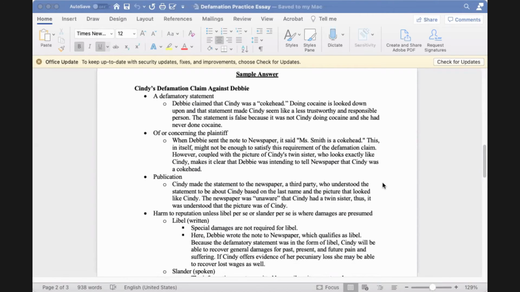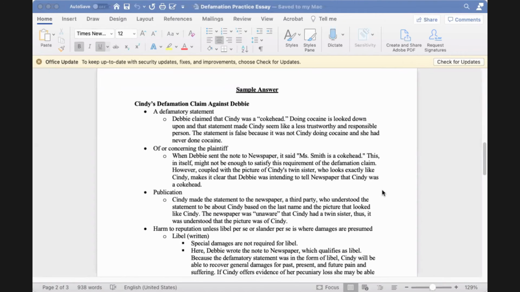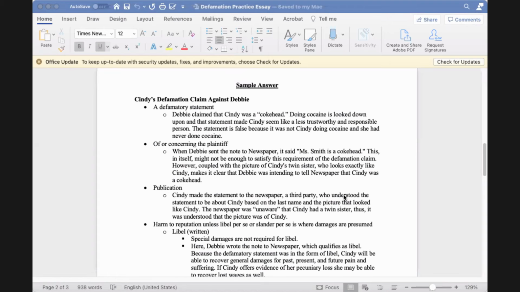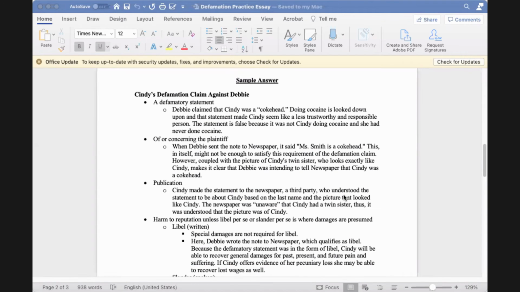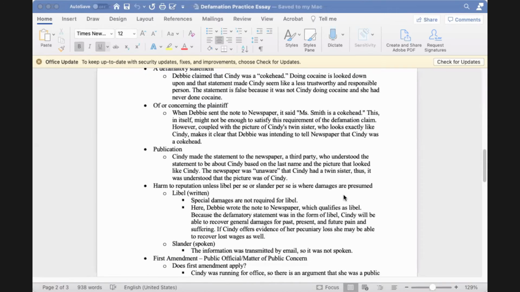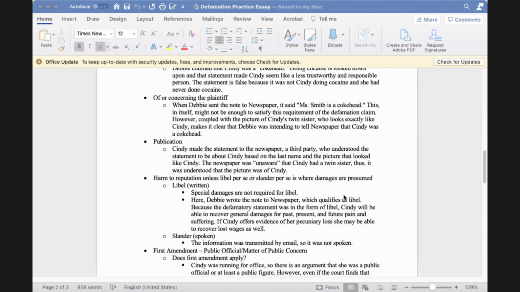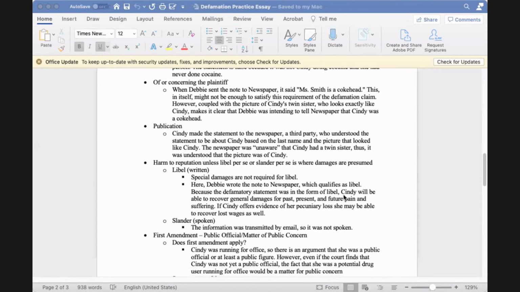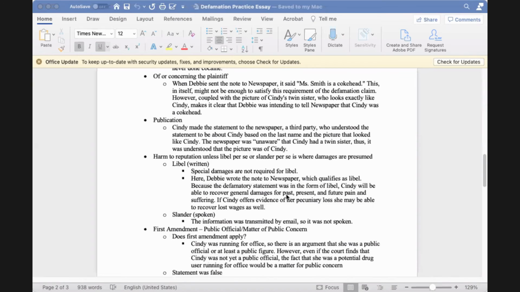Concerning the plaintiff, when Debbie sent the note to the newspaper, it said Miss Smith is a cokehead. This in itself might not be enough to satisfy this requirement of a defamation claim. However, coupled with a picture of Cindy's twin sister, who looks exactly like Cindy, it made it clear that Debbie was intending to tell the newspaper that Cindy was a cokehead. Publication: Debbie made the statement to the newspaper, a third party who understood the statement to be about Cindy based on the last name and the picture that looked like Cindy. The newspaper was unaware that Cindy had a twin sister, thus it was understood that the picture was of Cindy. Then you want to go over harm and reputation.